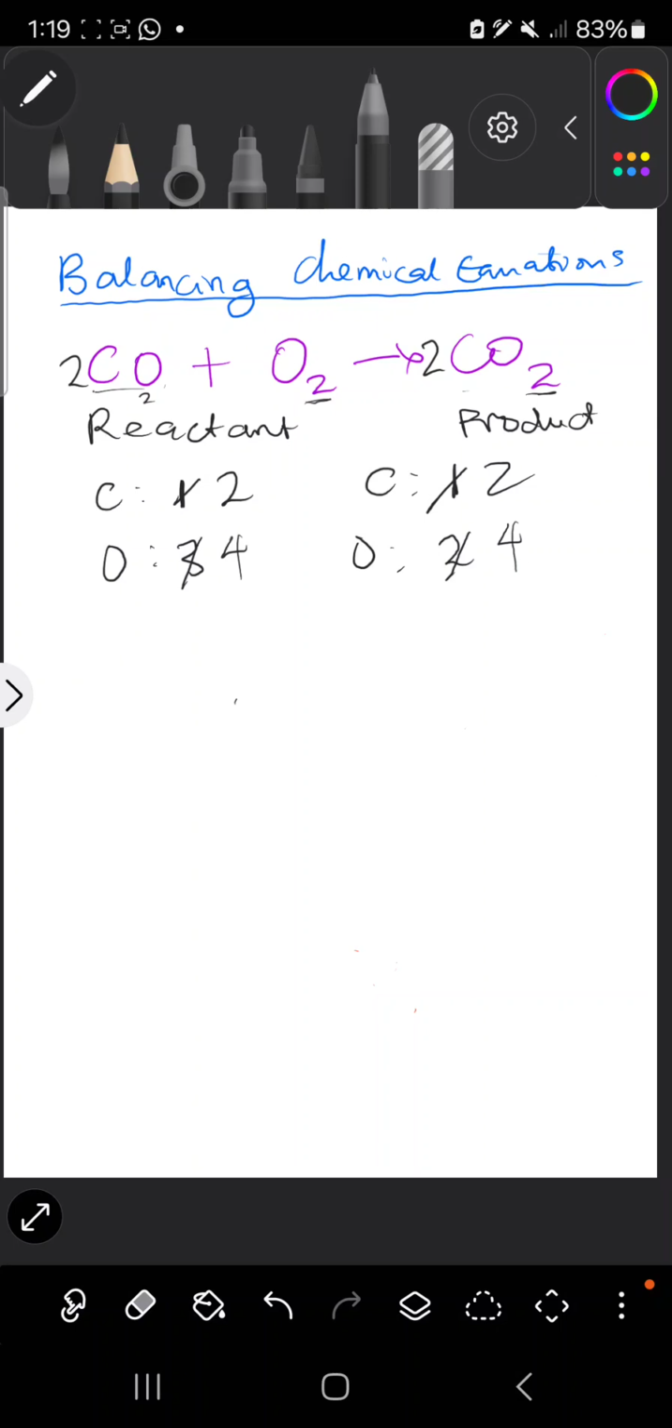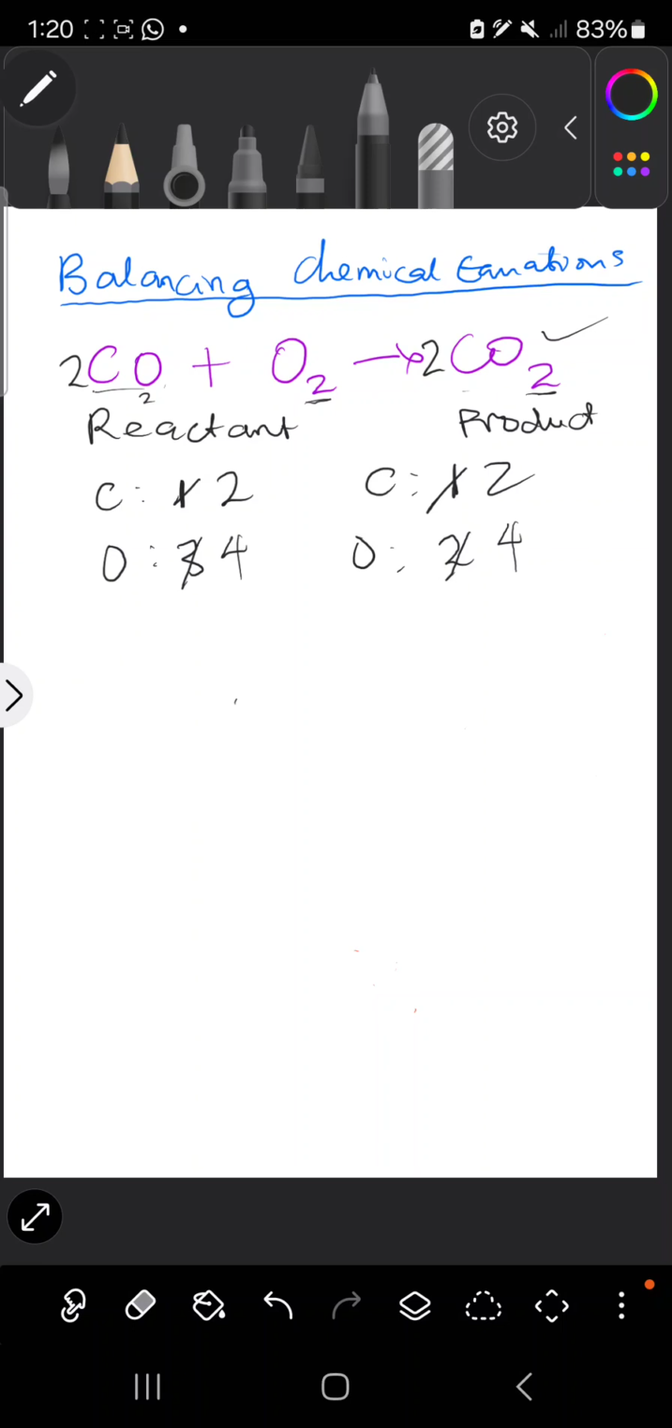When you look at this and compare both sides of the equation, you notice that carbon is now 2 here and 2 here. Oxygen is 4 here and 4 here. Therefore, the equation is balanced. You can tick it off. This obeys the law of conservation of mass. The number of atoms on the reactant side must be equal to the number of atoms on the product side, because atoms can neither be created nor destroyed. So it's always conserved. You have to understand that. This is how you balance a given chemical equation.